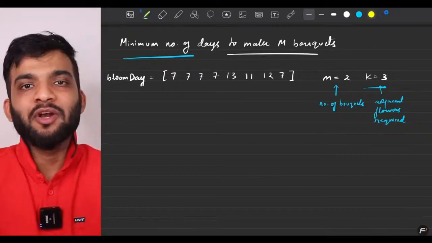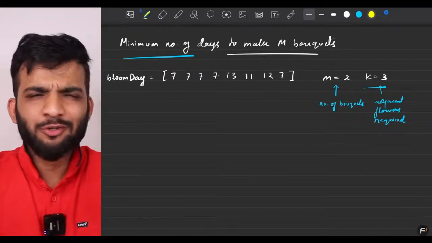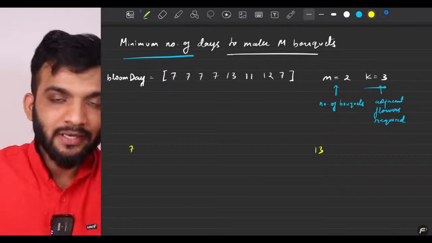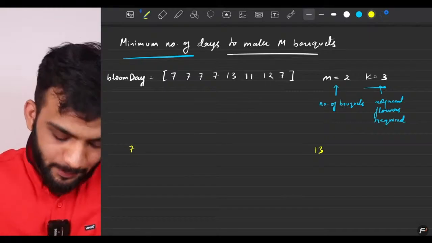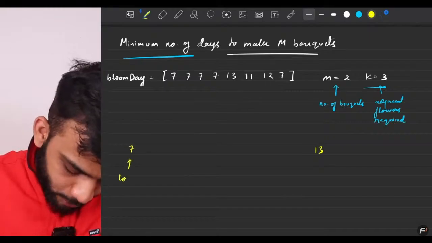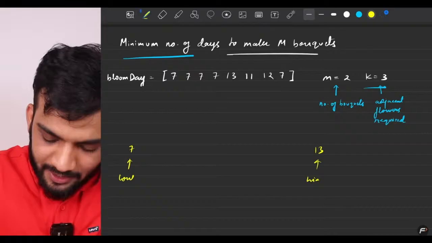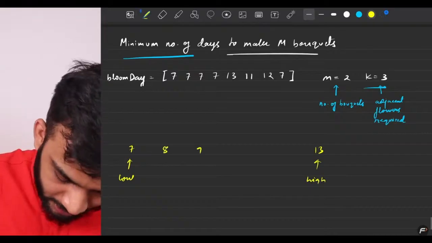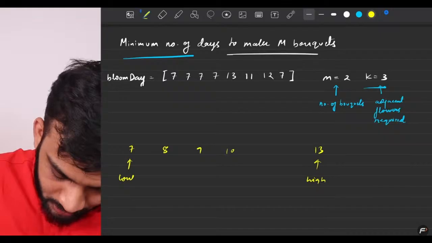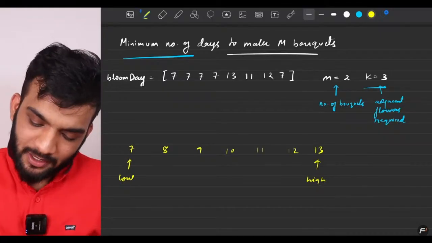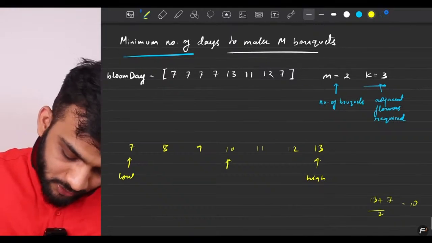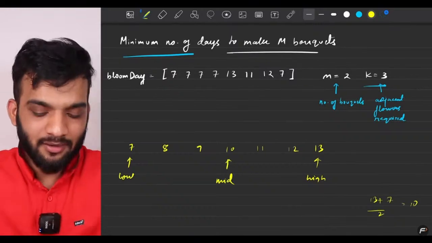What's the first component in binary search? To figure out the range, we have already done that. We know the answer will be from 7 to 13. That's the minimum element and that's the maximum element. We keep the low at this and we keep the high at this. I'll quickly write down the numbers so that we can start with the binary search. Where will the middle be? The middle will be 13 plus 7 by 2, which is 10 to start off with.